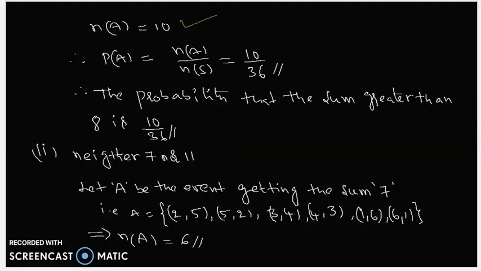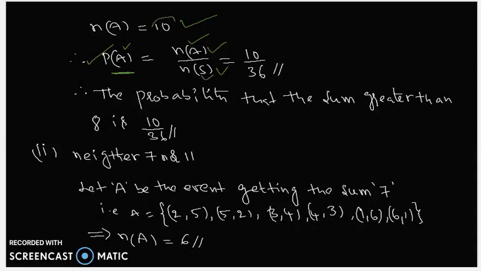Okay. So now we are going to write the probability formula. What is the probability formula for the event capital A? P of A equals n of A by n of S. This is the formula for probability of an event A. N of A means number of favorable elements for an event A, and n of S is the total number of elements in the experiment, meaning the number of elements in the sample space.